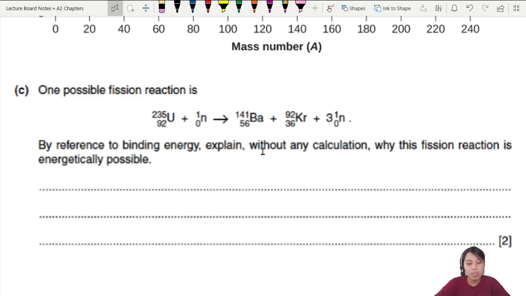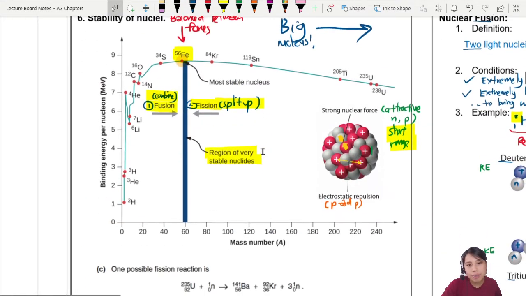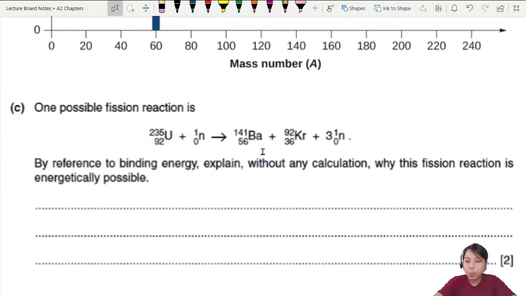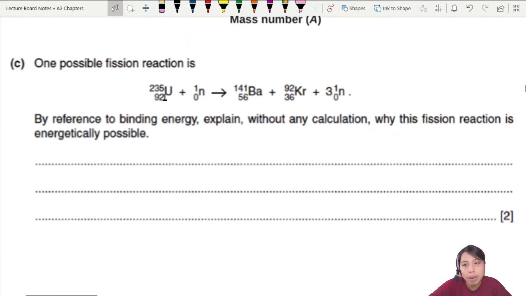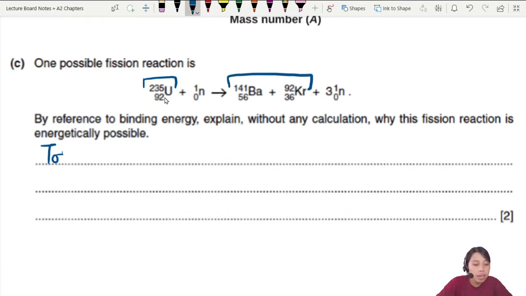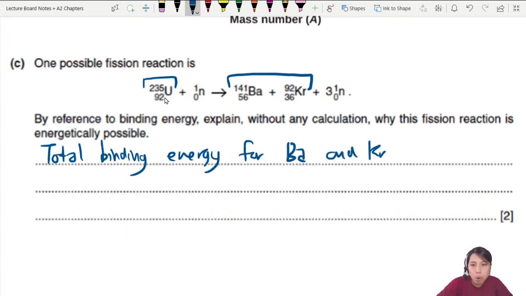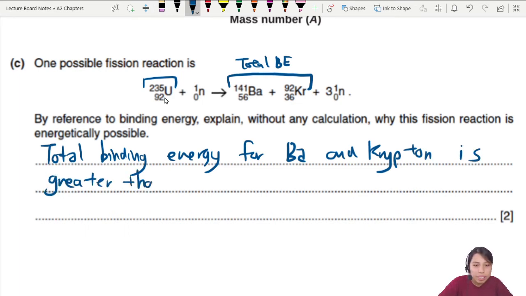So why is it possible to have this splitting up? Let's look at this, underneath this graph, there's this past year question, just a snippet of it for us to look at. So we need to compare binding energy. Uranium is starting off where? Right at the end here. Somehow you're going to go towards iron, right? The ultimate goal is to become iron. So we are going to talk about the total binding energy. We'll compare the binding energy of this and compare the binding energy of these two products. So we're going to say the total binding energy for barium and krypton, both added together, so we have a total BE, is greater than the binding energy for uranium alone.